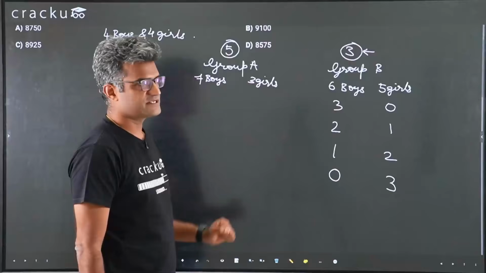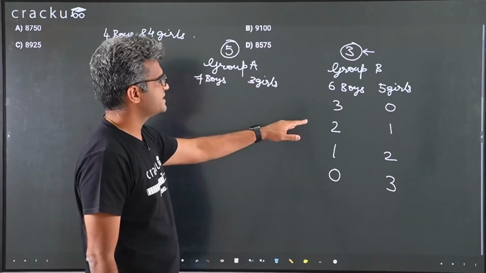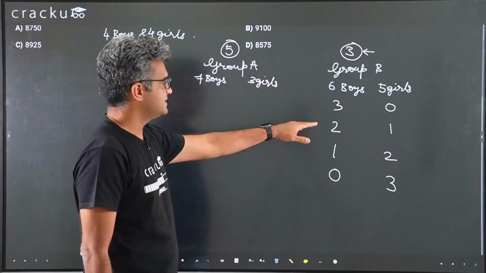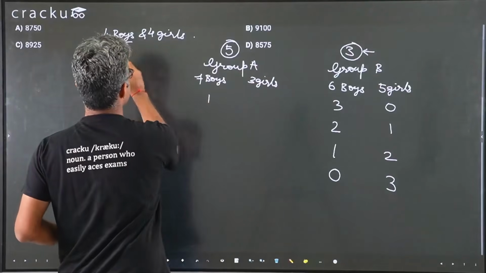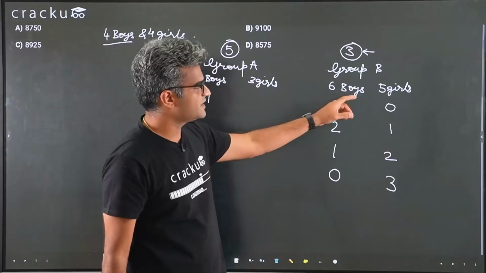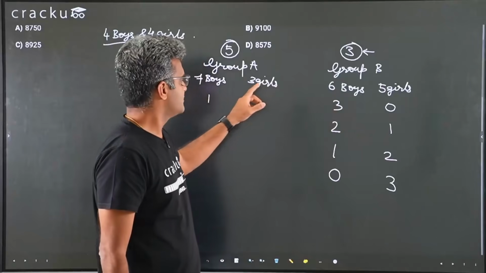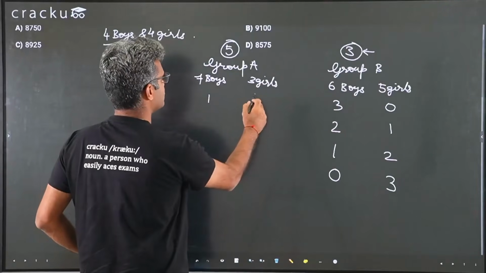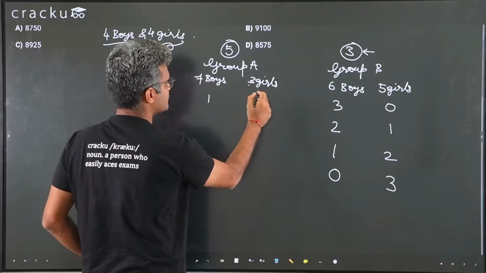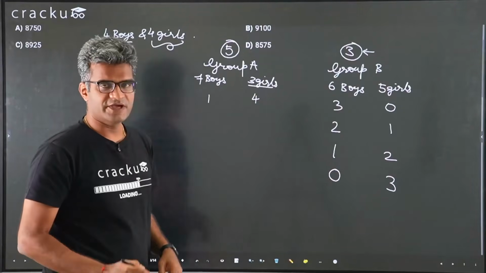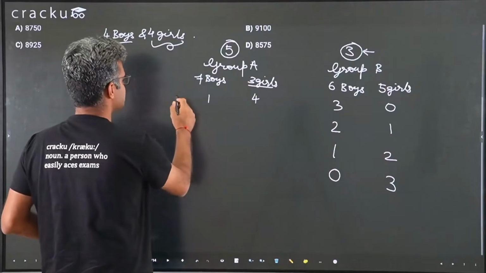If you look at the first case, where the number of boys selected from group B is 3, the number of boys selected from group A has to be 1, because the total number of boys is 4. If the number of girls selected is 0, the number of girls selected from group A has to be 4, because again we want the total number of girls to be 4. But that is not possible because in group A we have only 3 girls. So this case is not possible.